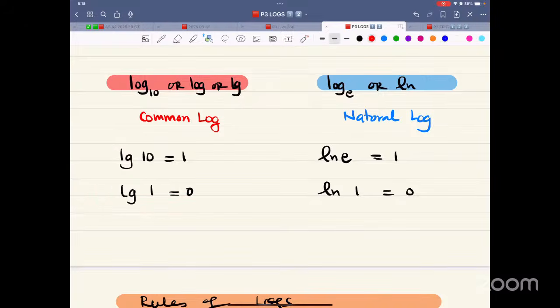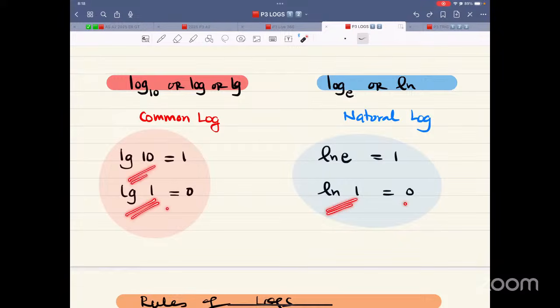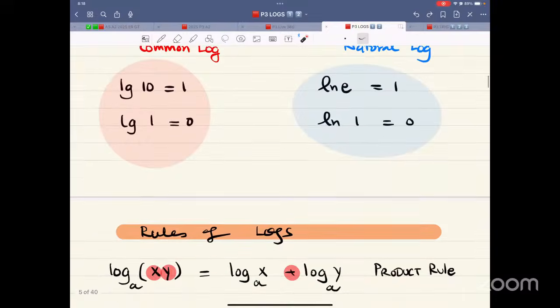What are the important rules? The first one is this thing. Lg of 10 equals 1. Lg of 1 is 0. Similarly, over here, what is the important rule? That is ln of e equals 1, ln of 1 equals 0. Lg of 1 is 0, ln of 1 is 0, Lg of 10 is 1, ln of e is 1. So these four rules are very important.